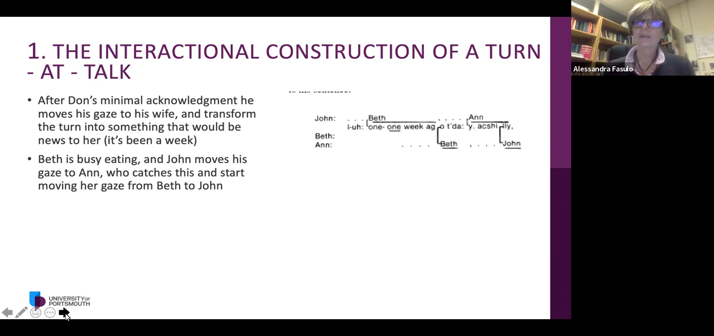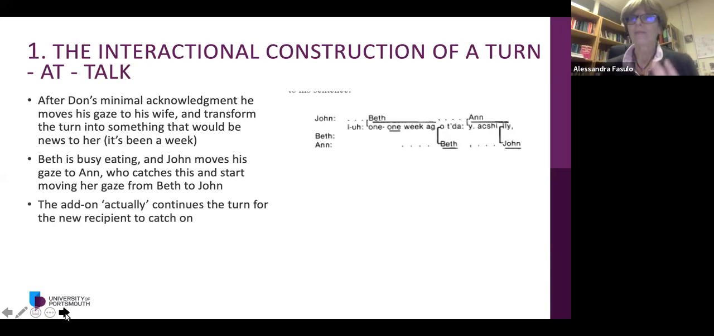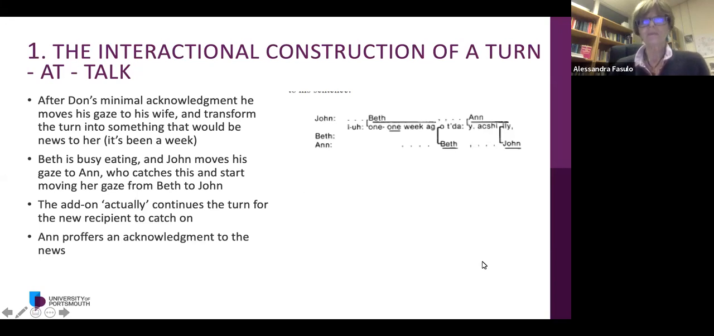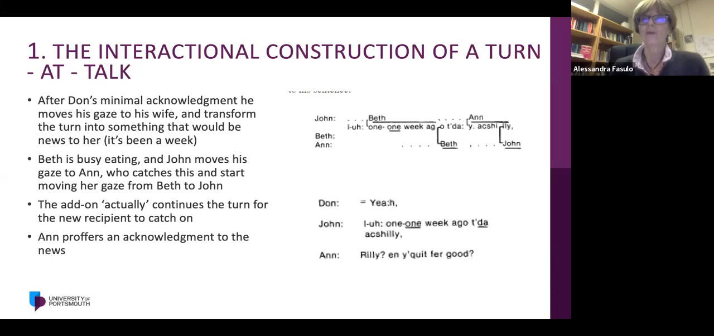What we have, and this is not a plan but something that emerges, and John would never be able to say what he's done, is that he adds on "actually," which makes the anniversary of quitting smoking a report that now fits the fact that he's looking at Anne, as you can see on the top here. And then there you go, you finally get a proper acknowledgement. "Really," Anne says, "and you quit for good?"